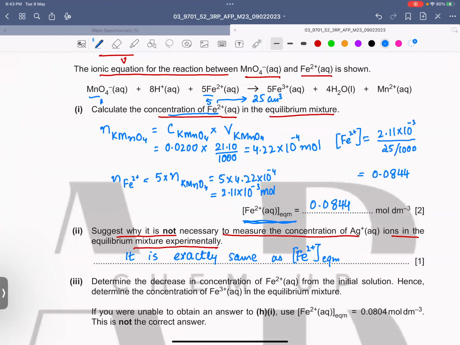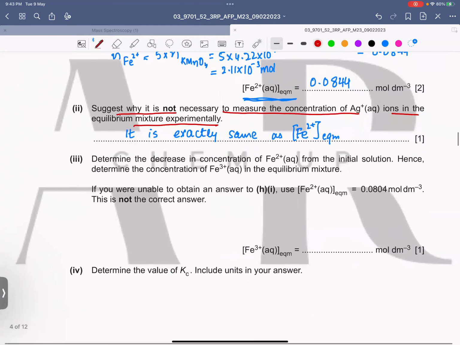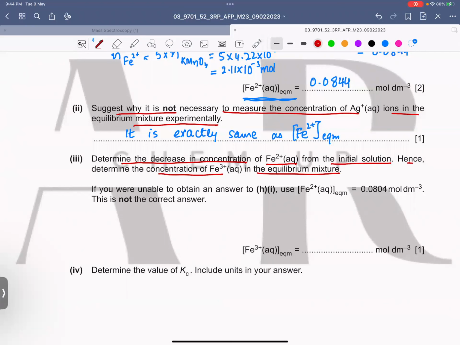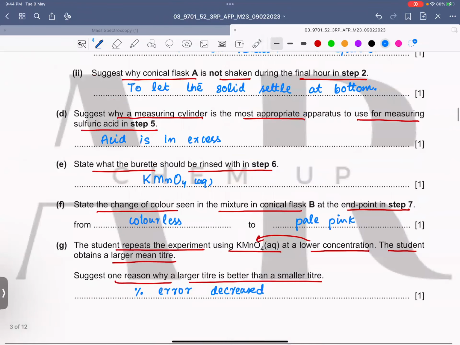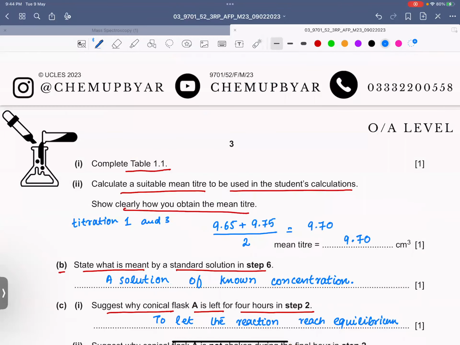Now third part: determine the decrease in concentration of iron 2 positive ions from the initial solution, hence determine the concentration of iron 3 positive ions in the equilibrium mixture. If you were unable to obtain your answer in part H1, use this concentration. This is not the correct answer. So this is the concentration of iron at equilibrium, right? And I think we are with the initial concentration of iron.